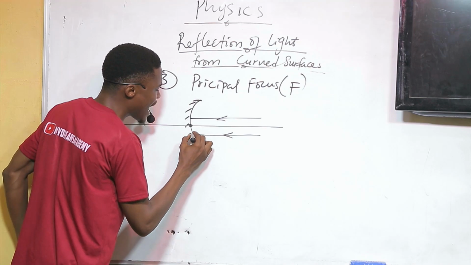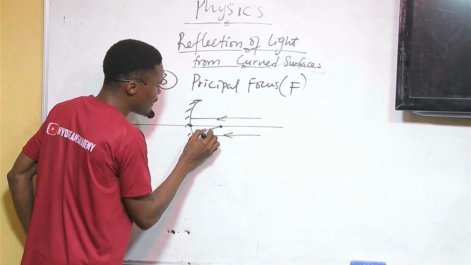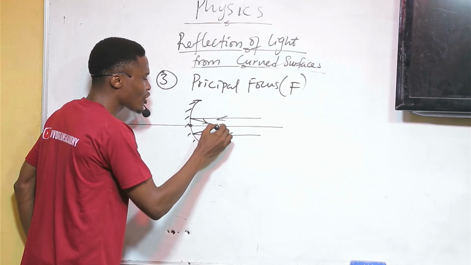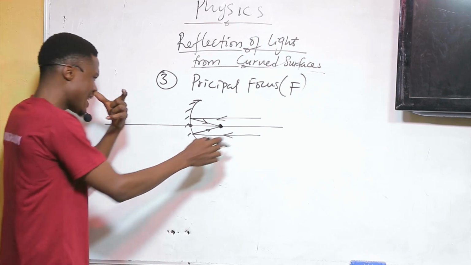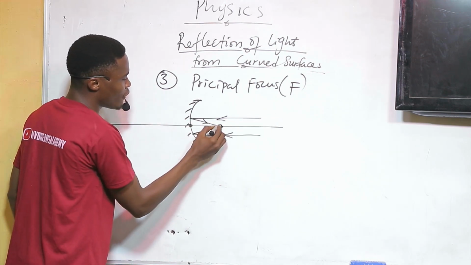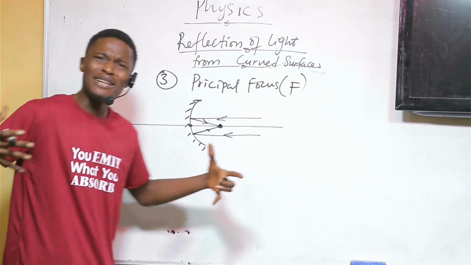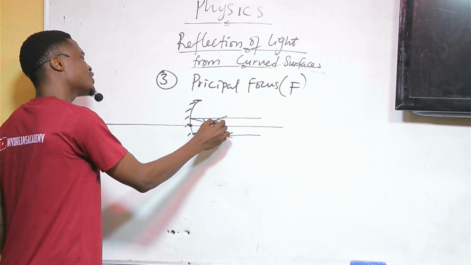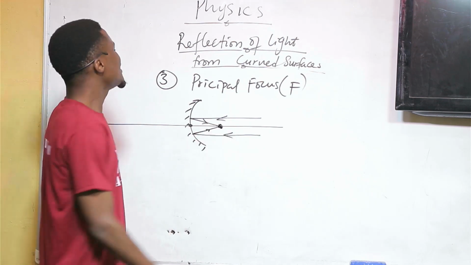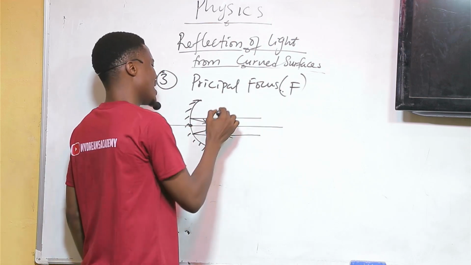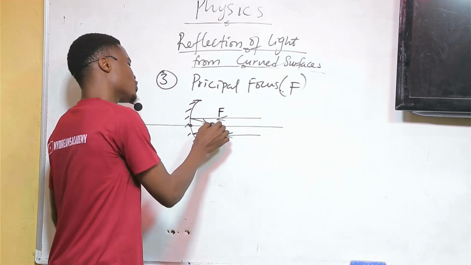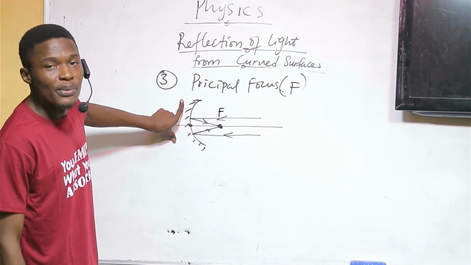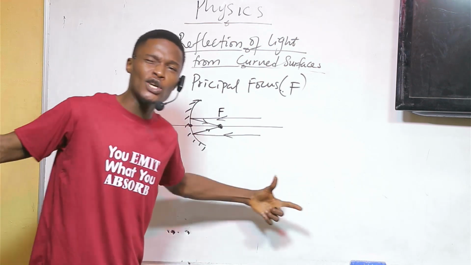We converge it. We bring it close. We bring it together. So the ray of light converges at this point. You see that after it reflects from the mirror, look at where it converges. The mirror is trying to bring those rays of light to a single spot. Because of that, that spot where it brings the ray of light to is what we call principal focus, represented by capital letter F. So principal focus is the point where it converges.